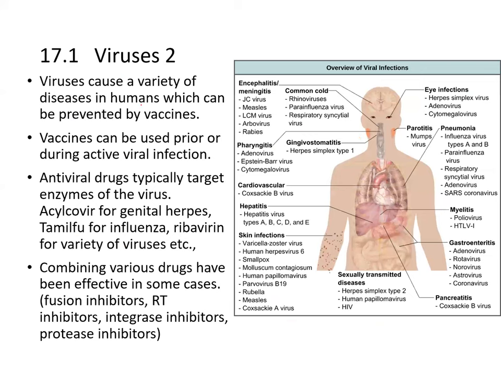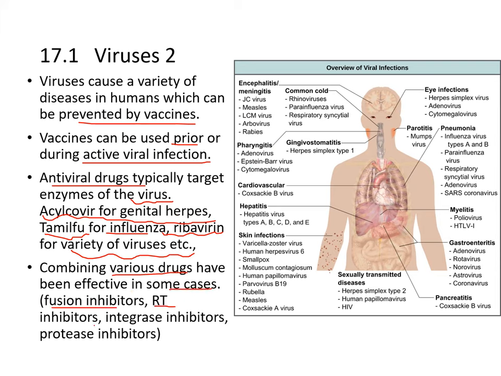Viruses cause many variety of diseases in humans, which can be prevented by vaccines. Vaccines can be used prior or during an active viral infection. And the antiviral drugs typically target the enzyme of the virus. So for instance, acyclovir for genital herpes, Tamiflu for influenza, ribavirin for a variety of viruses, all target the viral proteins or viral enzymes. And combining of different drugs have been effective in some cases: fusion inhibitors, RT inhibitors, integrase inhibitors, protease inhibitors. These have all been the strategy to treat HIV infection. Okay, I think we'll stop there.